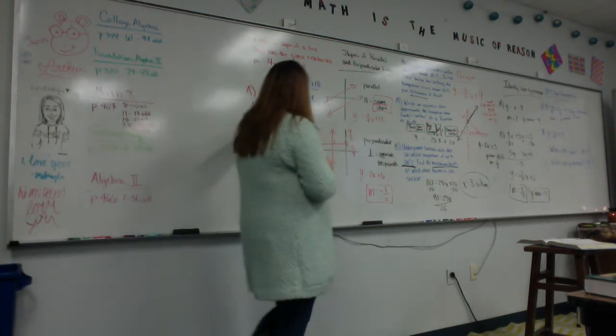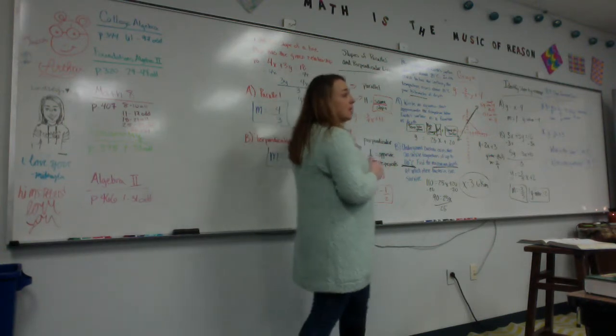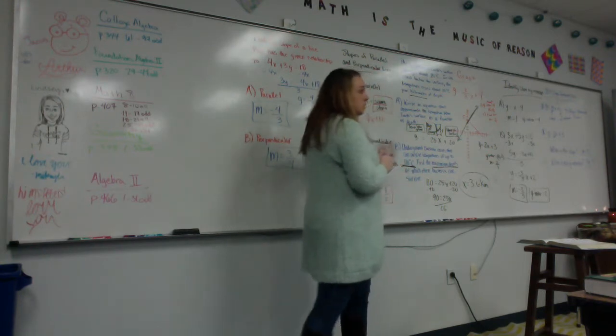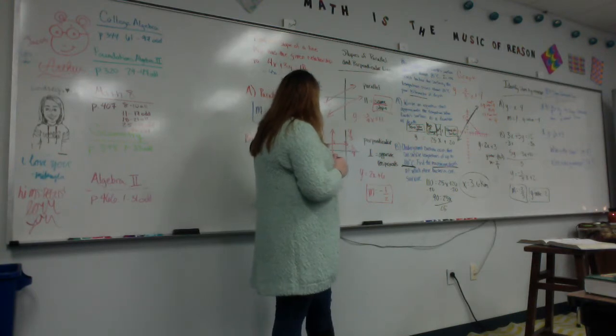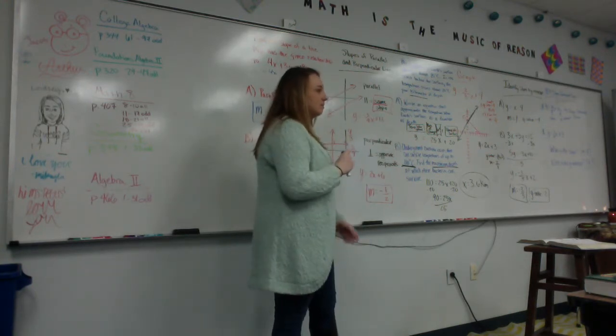Because for it to be parallel, they have to have the same slopes because they're never going to touch. They don't change course, right? They stay on the same course. Okay? And when it's perpendicular, if it's the opposite reciprocal, it creates a 90-degree angle because it's going to cut through that other line. Okay?